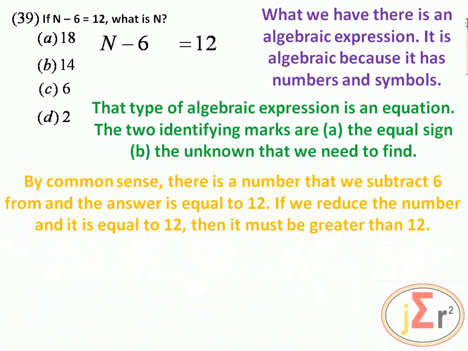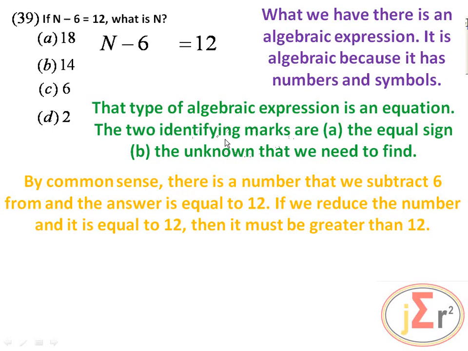By common sense, there is a number that we subtract 6 from. Say we have a number, Jerry, and we subtract 6 from that number, did the number get smaller or larger? Smaller. Right. Therefore, the number that we subtracted 6 from, for this number here we have, is 12. When we subtract 6, the answer is 12. Is that number going to be less than 12 or more than 12? More than 12. Okay, good. It has to be greater than 12.